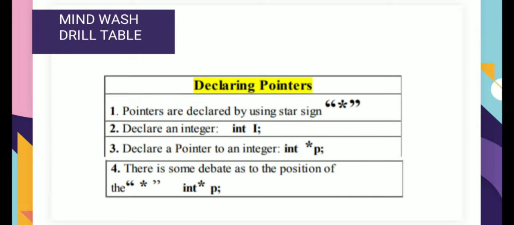Mindwash drill table. These are the ways of declaring pointers. Number 1. Pointers are declared using the star sign or the asterisk. Number 2. Declare an integer: int i; Number 3. Declare a pointer to an integer. So, in this example, p is the pointer to the int. Number 4. There is some debate as to the position of the star sign. p is a pointer to int.